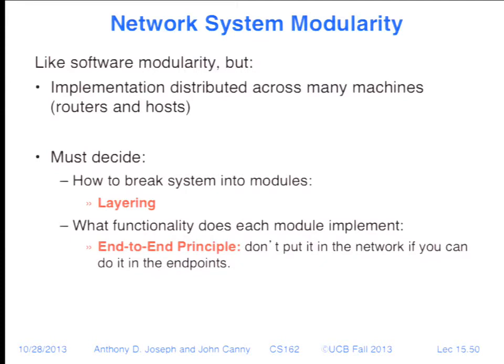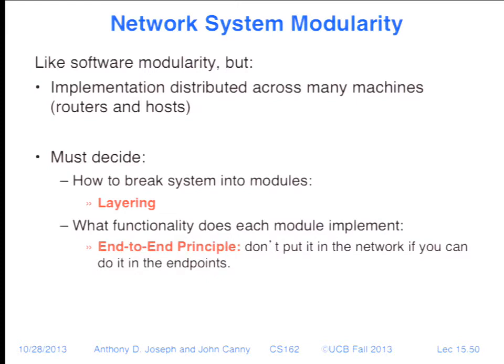And another important principle for the simplicity of the network is called the end-to-end principle. And that says that you shouldn't put any state or parameters into the network unless you really have to. And especially if you can move that functionality, let's say some error recovery functionality, into the endpoints, you should do that instead of trying to make the protocol itself more complex.